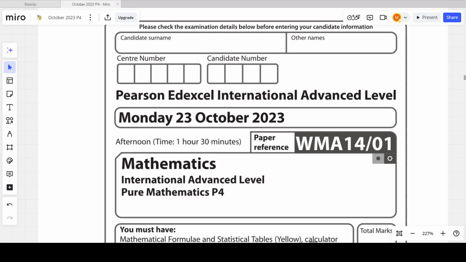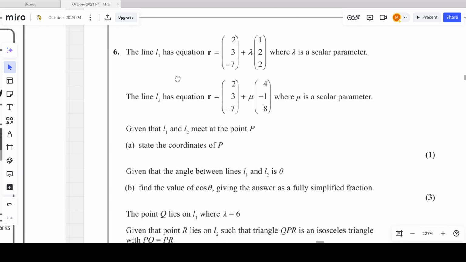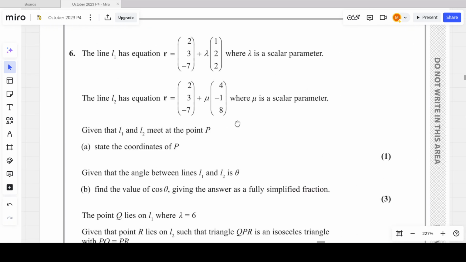So in this video we will be solving question number 6 from the P4 October 2023 paper. Let's see question number 6. Basically, question number 6 is from the vectors part. Vectors are discussed in chapter 7 of your P4 textbook. In order to solve this question, you should have a clear idea about the concepts and topics discussed in chapter 7 of your P4 book. So let's get started.